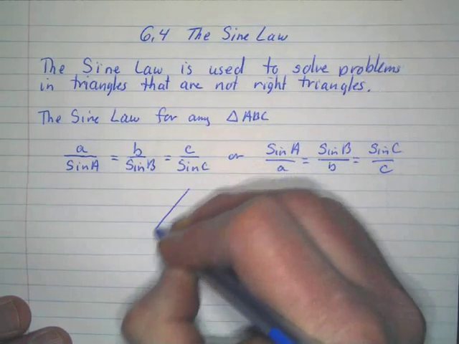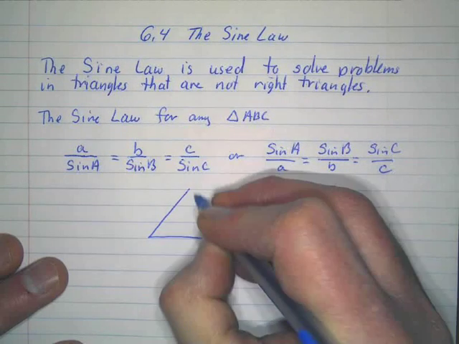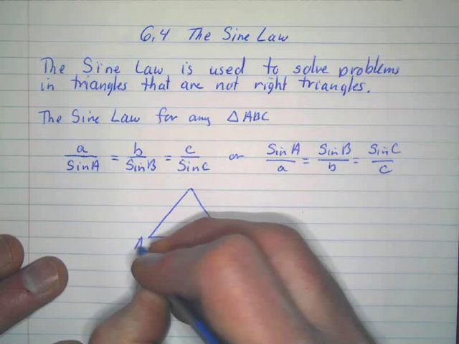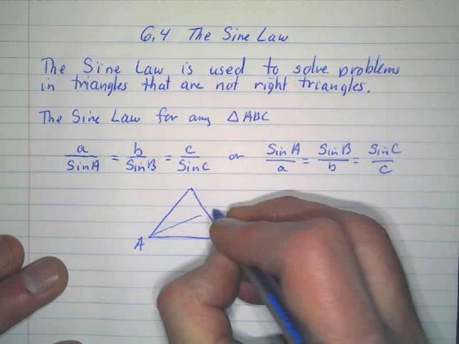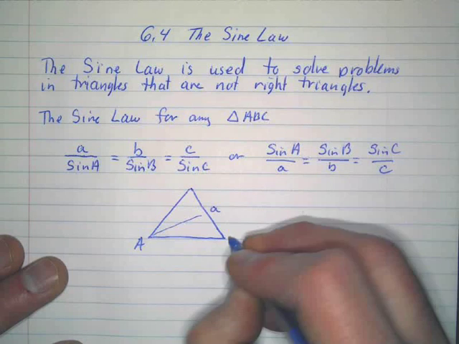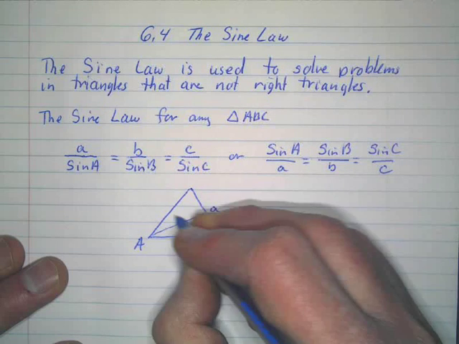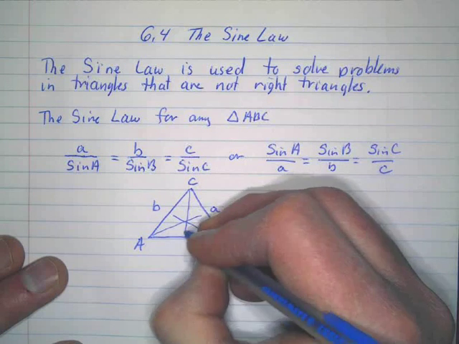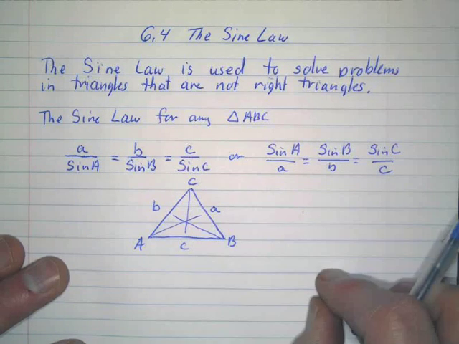So if I have a triangle, this is not a right triangle, and this is angle A, that means little a is opposite. If this is B, that means little b is opposite. And this is angle C, then that means little c is opposite.